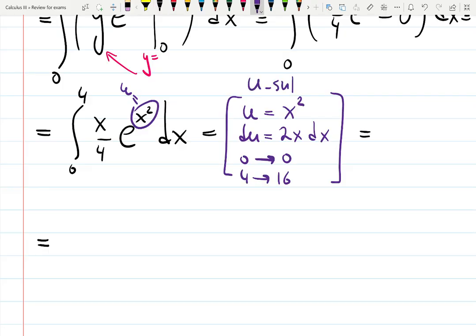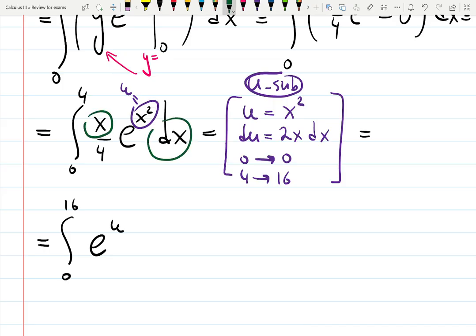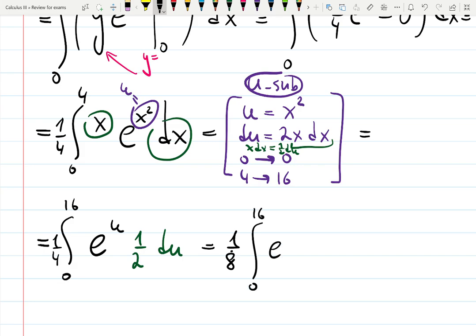Let me write down U-sub. The integral becomes from 0 to 16. Now e to the x squared will be e to the u. Dx times x is over here. That's du over 2. So it will be 1/2 du. Some students solve for x dx. That will be 1/2 du. And then there's also 1/4 standing outside. I would actually kick it out earlier. Now we have 1/4 times 1/2 is 1/8, the integral from 0 to 16 of e to the u du.